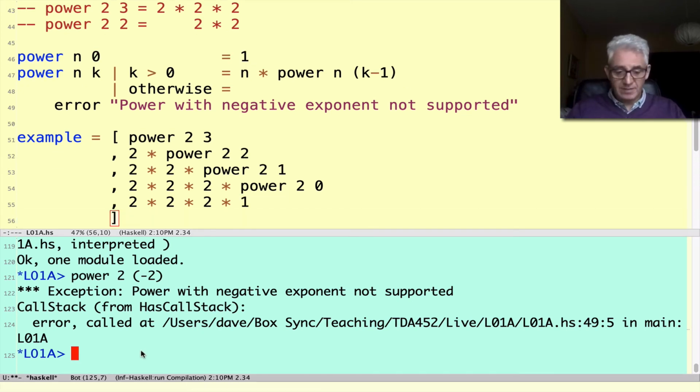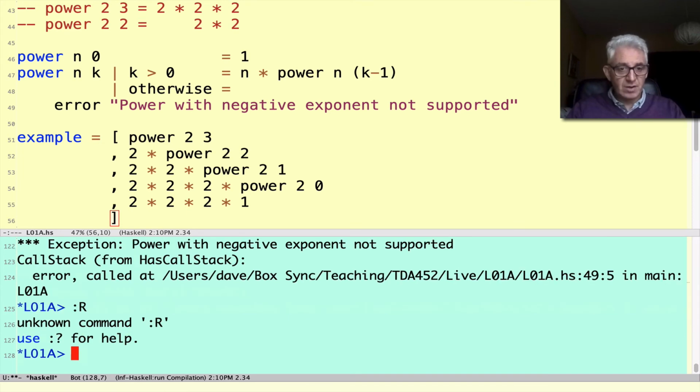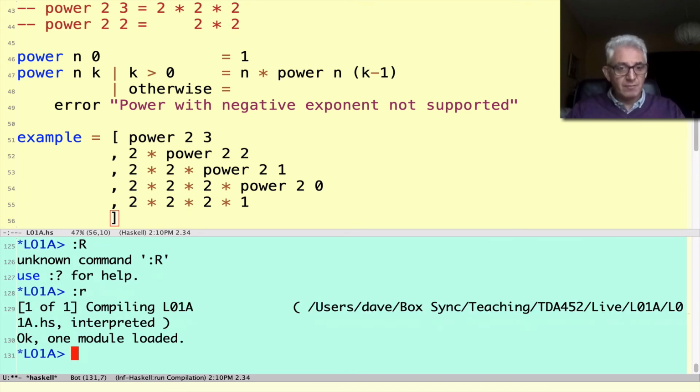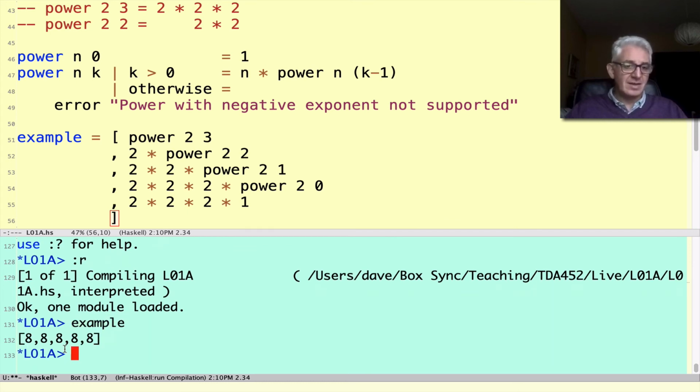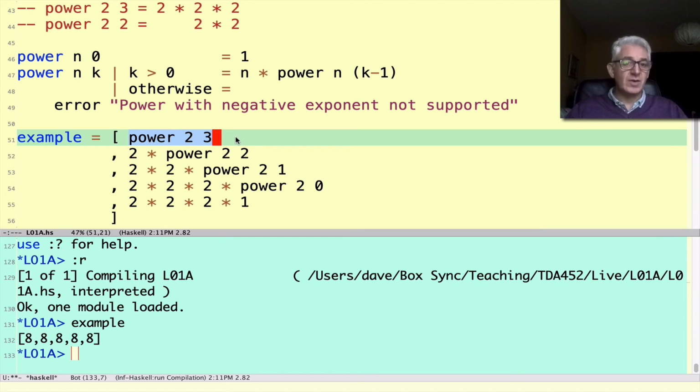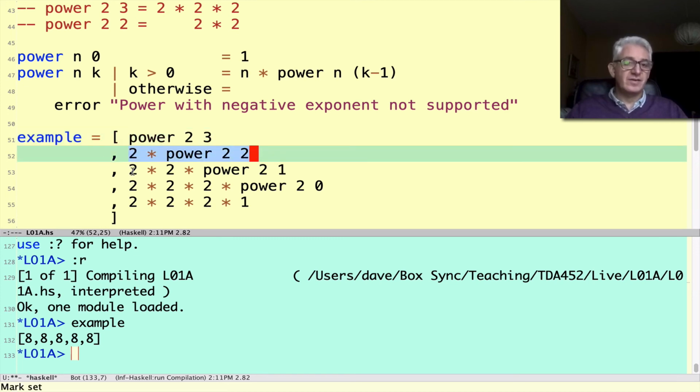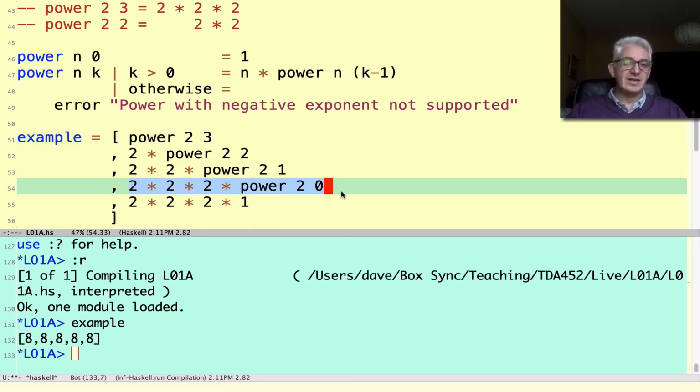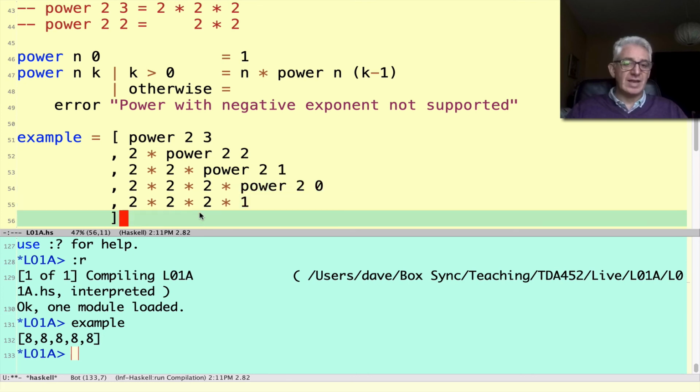And actually, if I get rid of capitals there and reload that file, what do you think that example will give you? Well, it'll just give me 2 to the power 3 repeated 1, 2, 3, 4, 5 times. And there they are. Because, of course, each of these is equivalent to the previous step. We're just picturing what the computation steps inside GHC might look like.